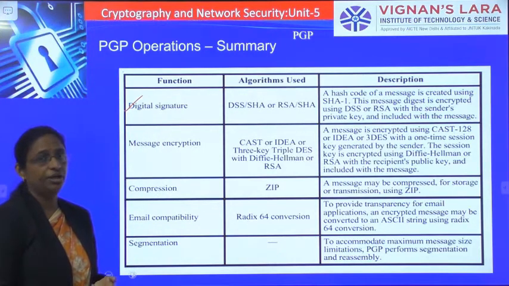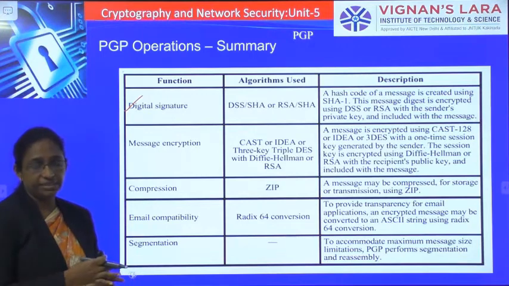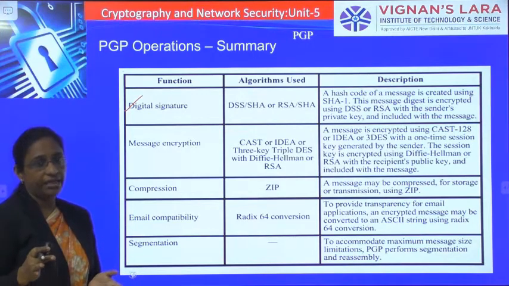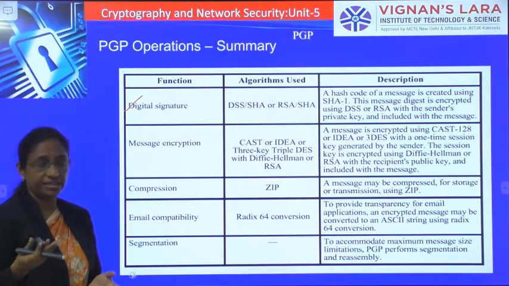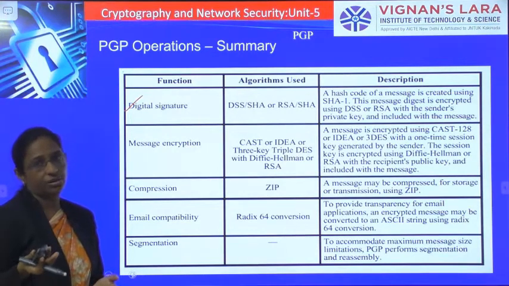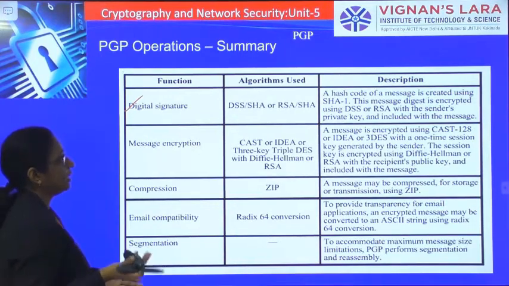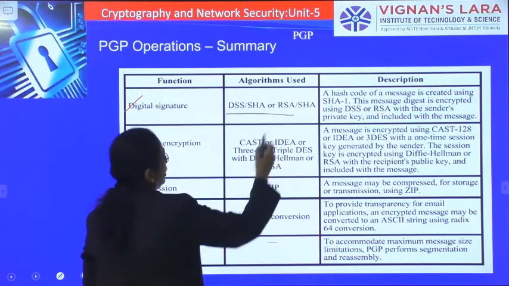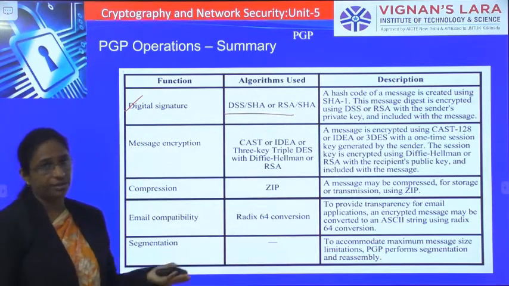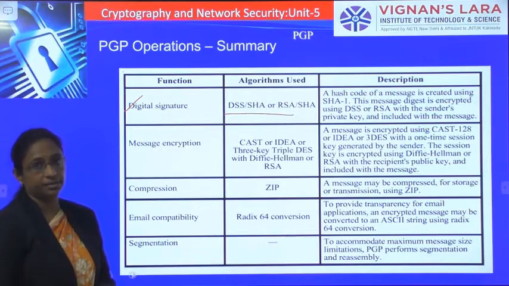For authenticating, we will be generating the signature, and that signature is appended with the message and sent to the receiver. So the receiver will be stripping out that signature, and then verifying whether the signature is the original signature or not. And what are the algorithms? The algorithms used are DSS and SHA, or either you can use RSA and SHA.